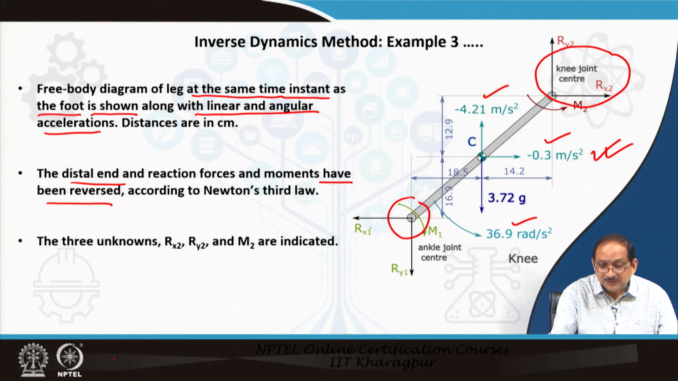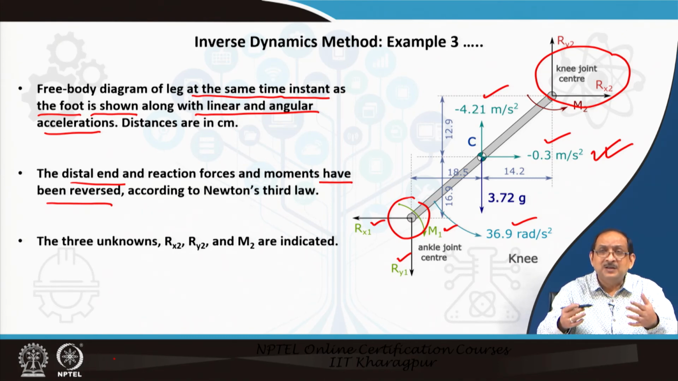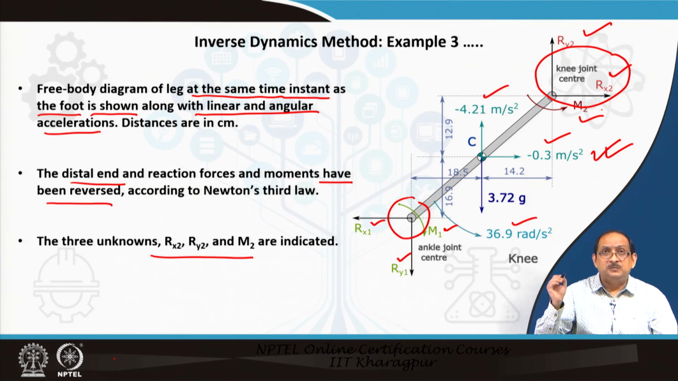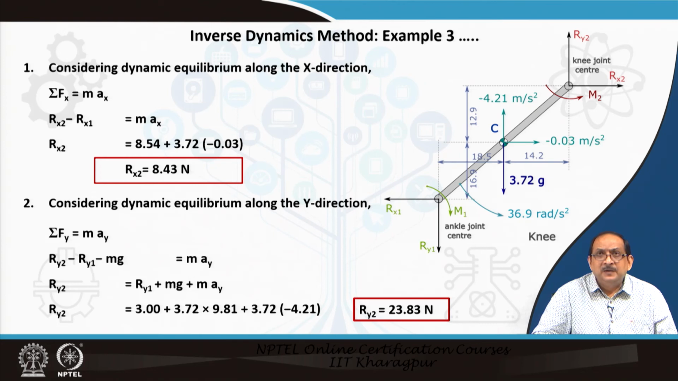Therefore, the Rx1 and Ry1 as well as the moment should be in the opposite direction when we consider the attached link, the lower leg segment, as indicated in this free body diagram. The three unknowns that are required to be calculated are Rx2, Ry2 and M2 at the knee joint center. Let us now consider the solution of example 3.